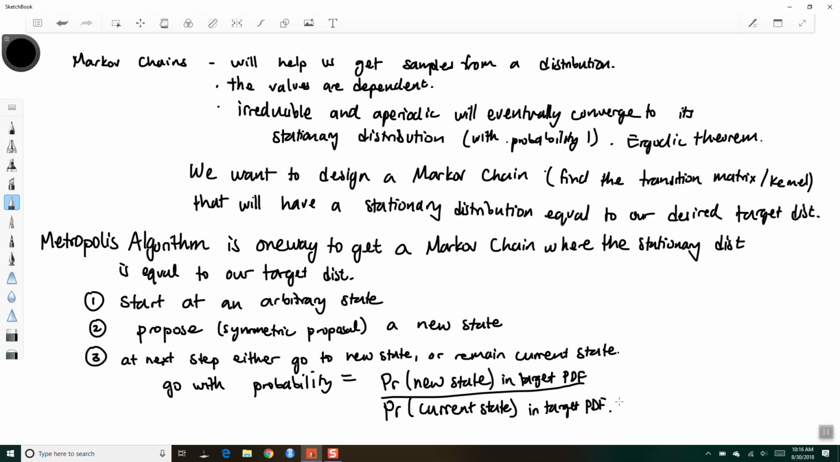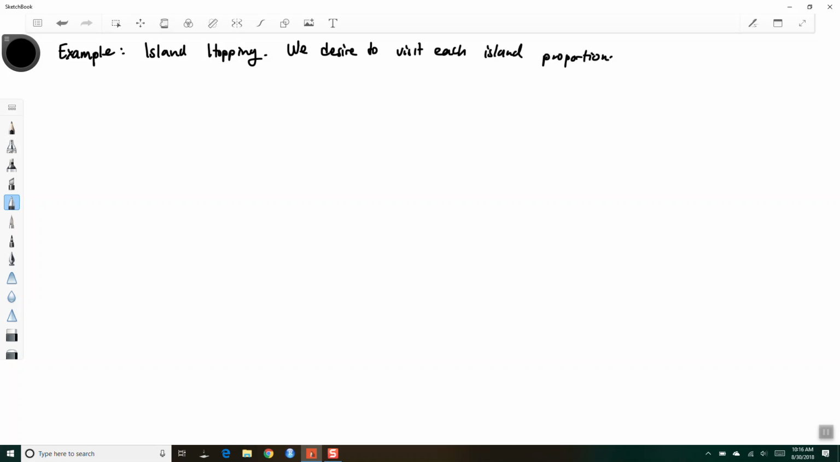All right, is this all okay so far? Any questions? Okay, and so the example in our textbook, and that we'll follow along in class, is Island Hopping by the Politician. Okay, so we desire to visit each island proportional to its population.